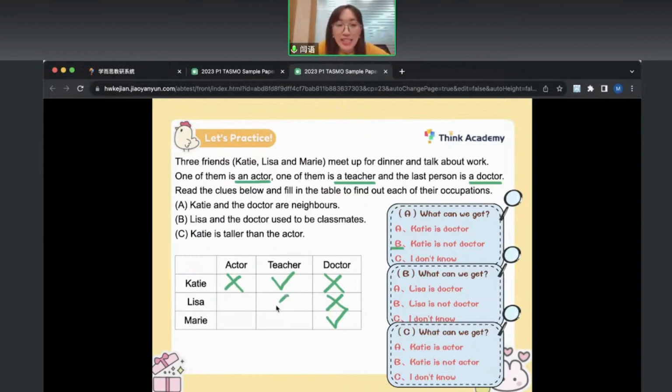That is Lisa is not a teacher. And also Mary is not a teacher. Okay? And also you can find that Mary is doctor. Okay, again, super tick. That is Mary cannot be actor anymore. So who is the actor? Can you find? Look, it must be Lisa. Lisa is the actor.